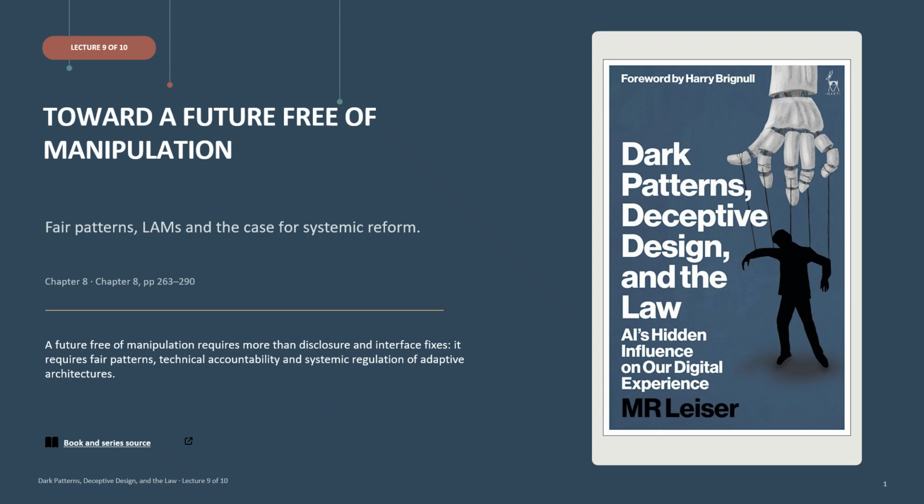Lecture 9 covers Chapter 8, Towards a Future Free of Manipulation. This chapter synthesizes the book's legal and technological argument. It does not merely ask how to punish dark patterns after the event. It asks how law, design, and technical measures might move digital environments toward fairness, autonomy, and accountability.